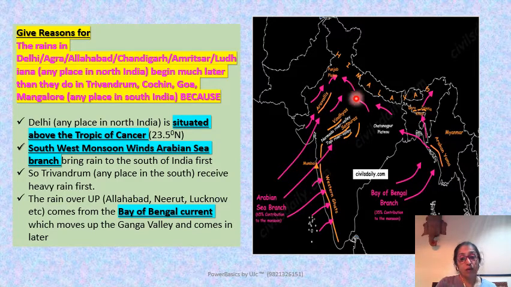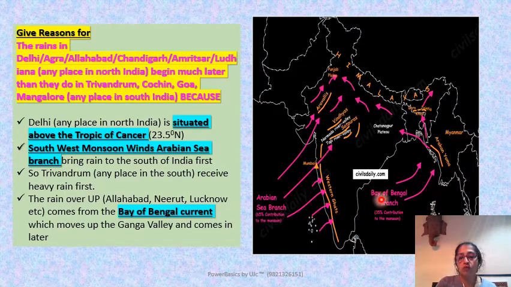Now, if you look at this, the southwest monsoon is now parallel to the Aravalis, the Vindhyas and Satpuras. So if you are parallel, you can't give rain. You're not hitting the mountain ranges. So what brings rain in these northern places? The rain over UP, Allahabad, Meerut, Lucknow, etc. comes from the Bay of Bengal current that goes this way, turns and then comes to North India.